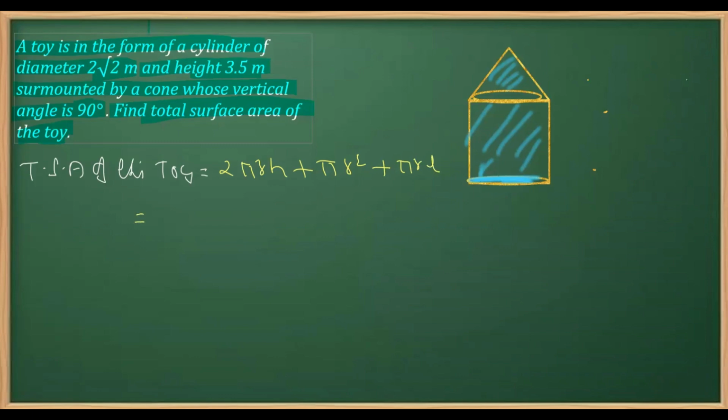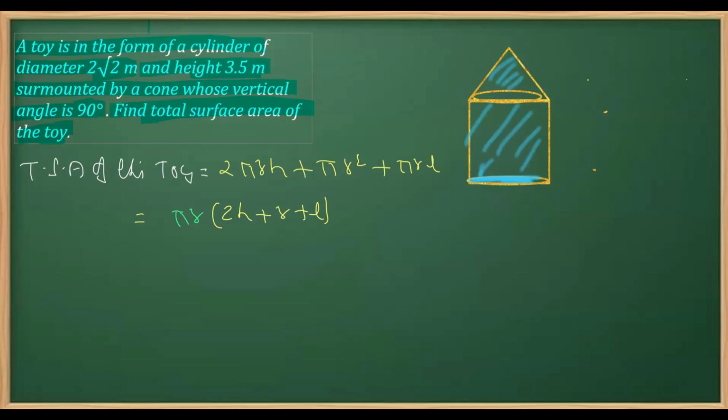Further, I can take pi r as common. If I take pi r as common, what we are left with is 2h plus 1r from here and 1l. Now check for the dimensions.